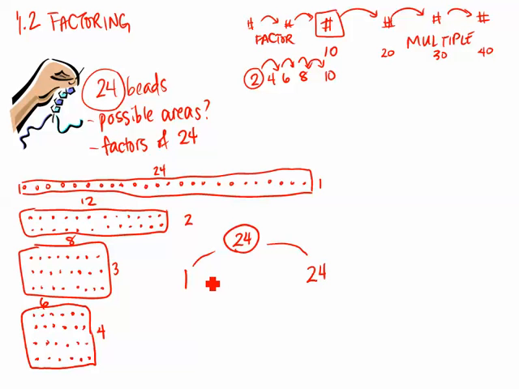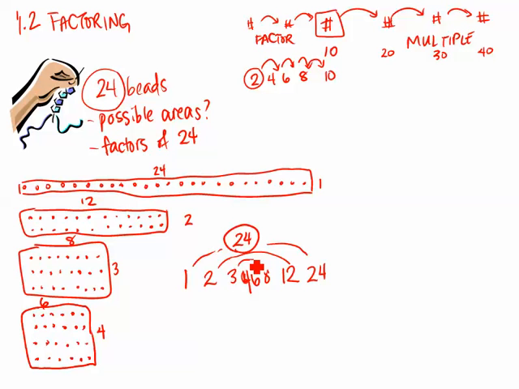Well, we know that 2 will go into 24 because 24 is even. So its partner is 12. And we see that 3 and 8 are partners. And 4 and 6 are partners. As you can see, you always have a partner. The only time where you might not have a partner is when it's multiplied by itself.